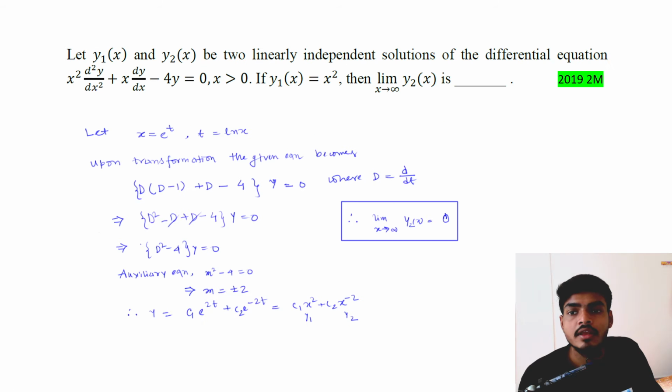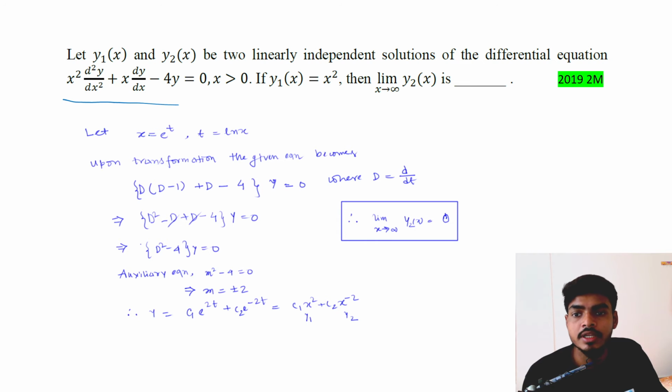Okay. Another question is, this is a 2 marks question. This is from the homogeneous linear differential equation of second order. As you can see, x square is multiplied with the second order differentiation, and x is multiplied with the first order differentiation. So you can do this by Cauchy-Euler form, Cauchy equation. For this kind of equation, you need to take x as e to the power t. Then t would be ln x. So upon transformation, the given equation becomes this. The thumb rule is like that.